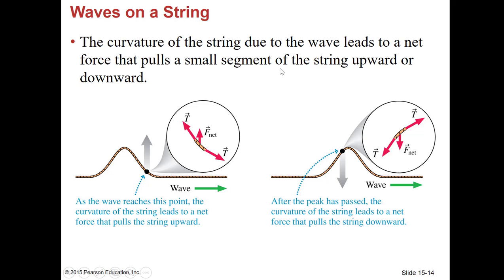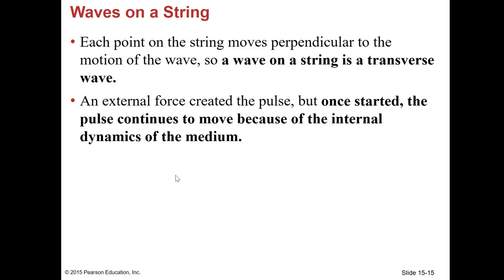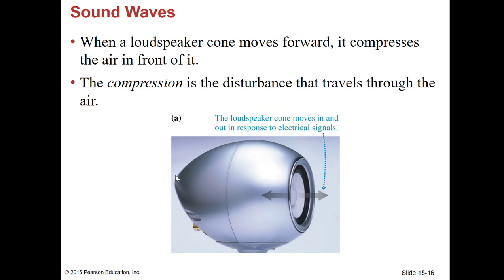Okay, so the curvature of the string due to the wave leads to a net force that pulls small segments of the string either up or down, and this continues on. Each point in the string moves perpendicular to the wave motion, and again, that's what a transverse wave is. So you flick the string, that causes an external force, and then once created, the pulse just travels through because of the shape of the string. Okay, good. So you can transfer your information from one end of the string to the other by doing this.